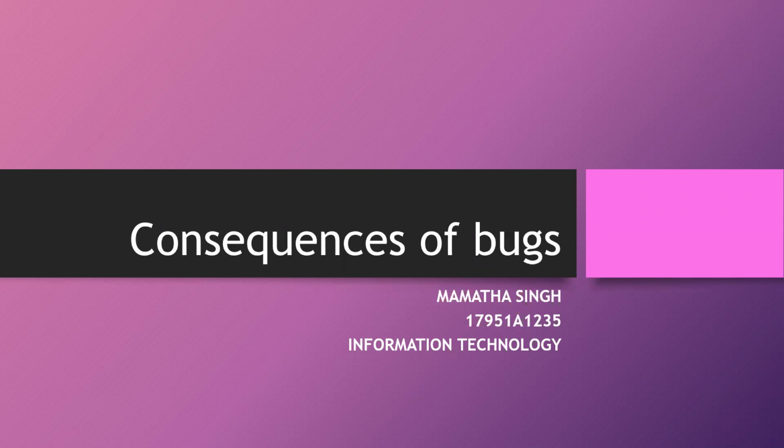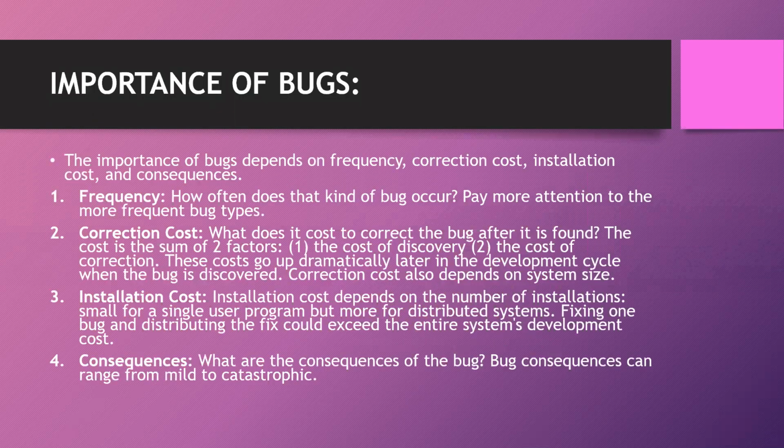So my topic is regarding consequences of bugs. So let's start with the importance of bugs. The importance of bugs depends on frequency, correction cost, installation cost, and consequences. Let's discuss the first factor, that is frequency. How often does this kind of bug occur? Pay more attention to the more frequent bug types.